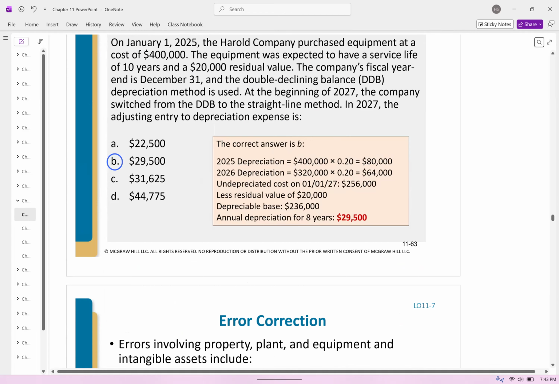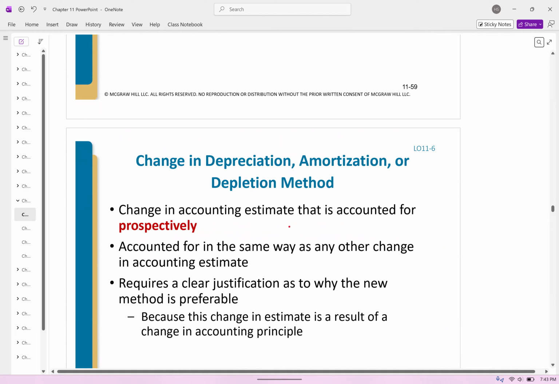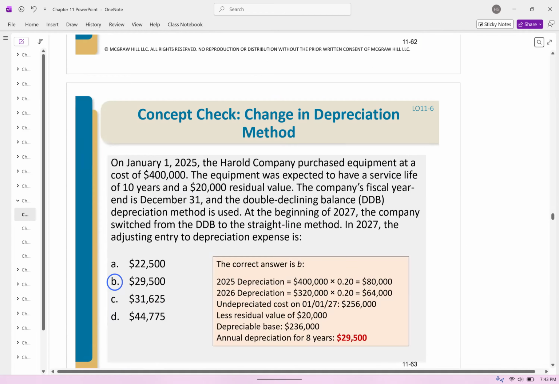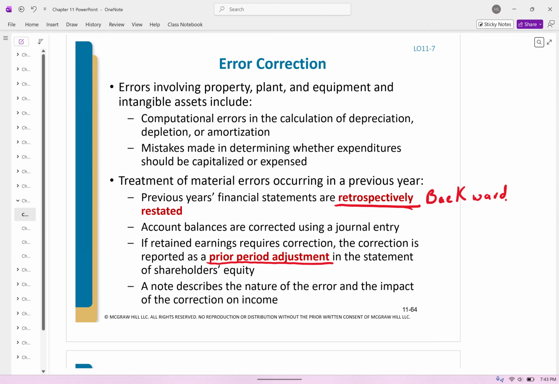I think I said something wrong. Did I put backwards up here on prospectively? I did, and I did not mean to do that. That's forward. Sorry about that. When I saw that backwards there, I was like, I think I wrote that wrong. So retrospectively, that does mean backwards. And we would call that a prior period adjustment.